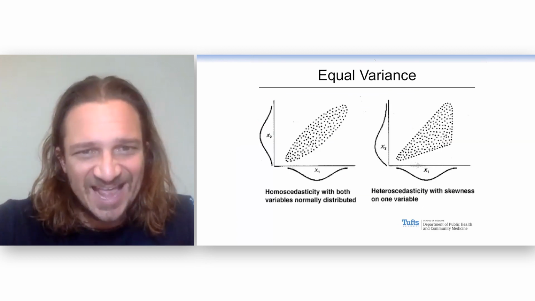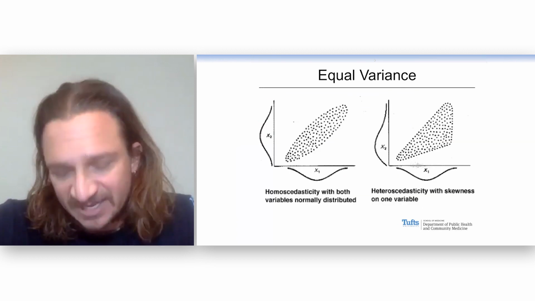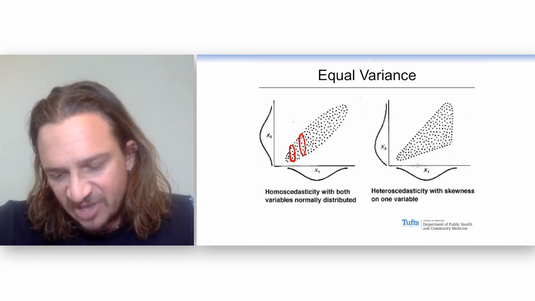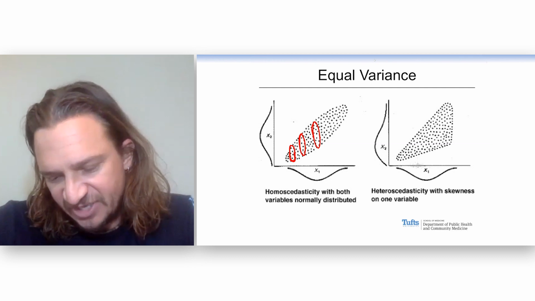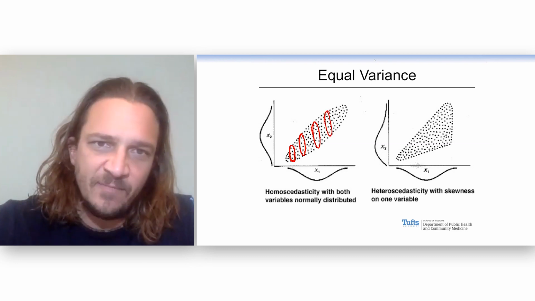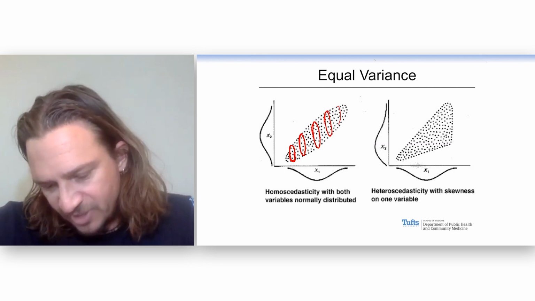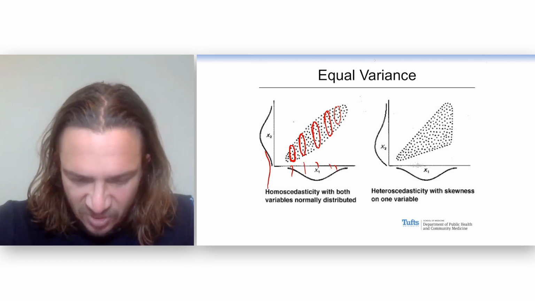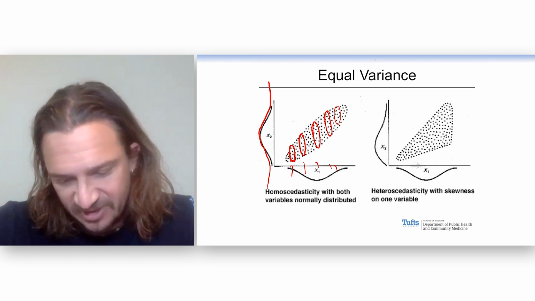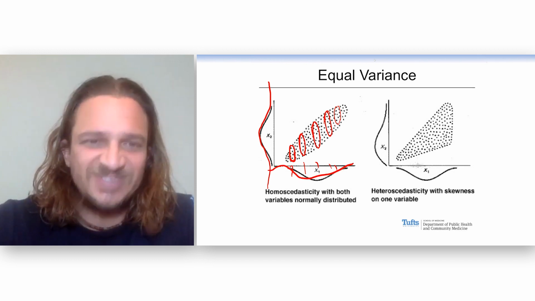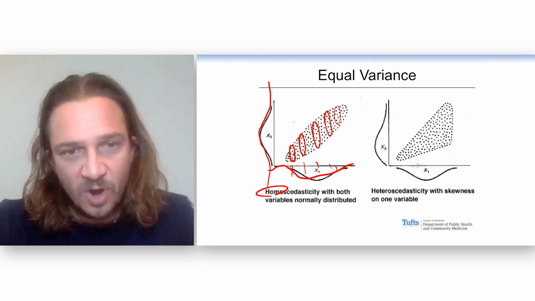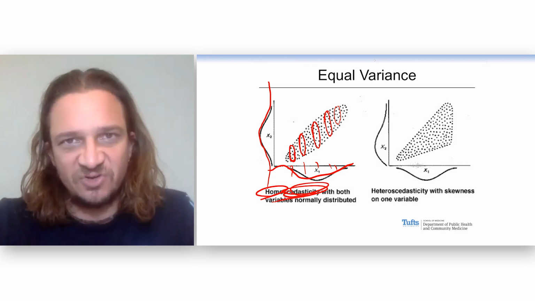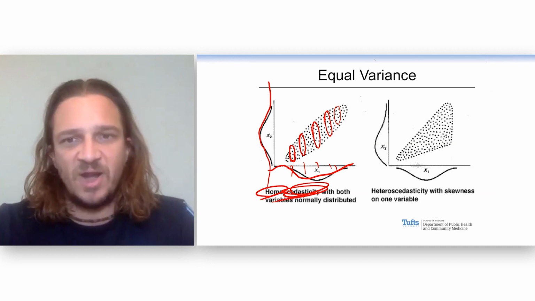We look to see, again, at each level of X, how much variability is there in Y? Is it roughly the same? How are those points spread out at these different levels of X? Here's a normal distribution of this variable, normal distribution of this variable. This is nice. This is known as homoscedasticity. Homo means the same. Skedasticity is a Greek word for scattering or dispersion or spread.